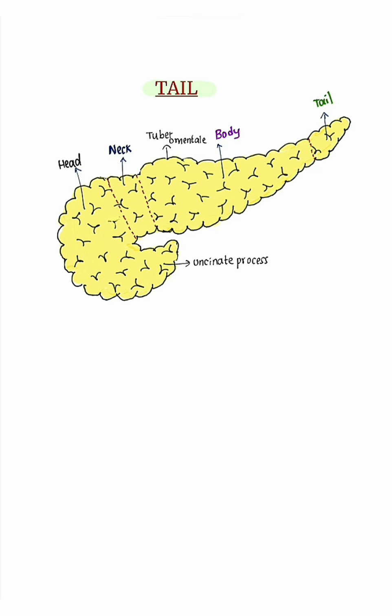Tail. It is the narrow, left extremity of the pancreas. It lies in the lienorenal ligament along with the splenic vessels. It is mobile. It contains a significant number of islets of Langerhans.